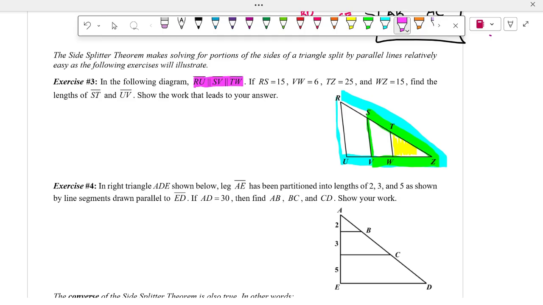it's saying that all 3 of these sides are parallel to each other. So I'm going to mark them with the arrows. They're all parallel to each other. Thus, RS is 15, VW is 6, TZ is 25, and WZ is 15. And they want us to find ST and UV. So I'm going to go through and mark everything I know and everything I'm trying to find. So RS is 15, VW is 6, TZ is 25, WZ is 15. We're finding ST, so I'll call that X, and UV, which I'll call Y.